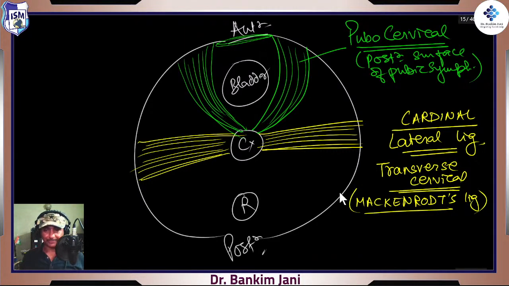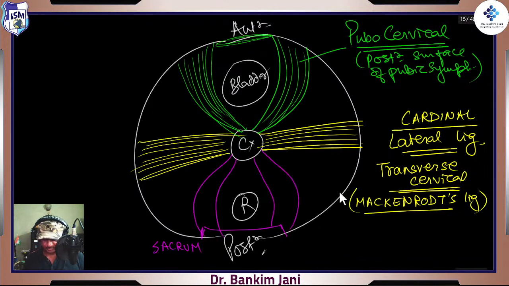Only one is left out, and that is the one going posteriorly. Posteriorly, there would be, this is what? Sacrum, right? Sacrum. So then the ligament which will be going from the cervix to the sacrum. So it would be going like this, right? It would be going like this. So that is going to the sacrum.